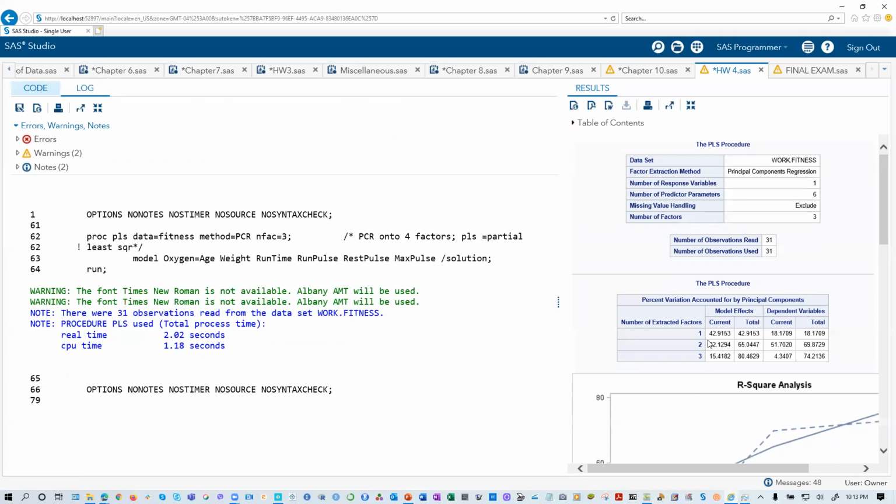So they are model effects. See? 42, this one. See? The effects. The second factor. Third factor. This is the total. See? It's a variation. It's a total. See? Here, dependent variable. See? Go along with that one.